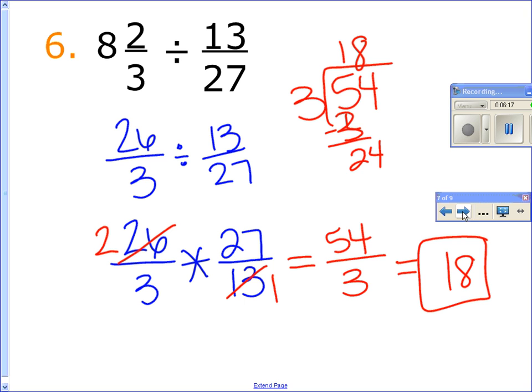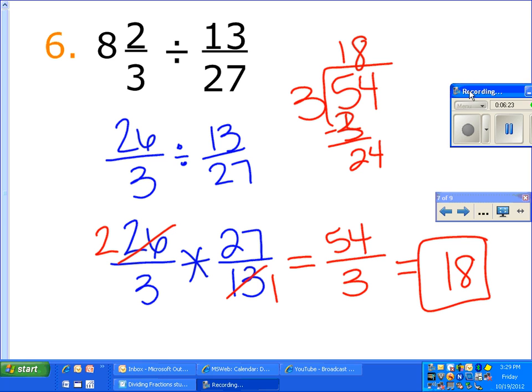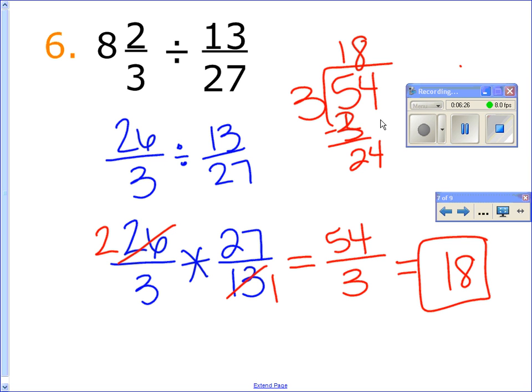Okay. Remember, whenever you are dividing fractions, you have to change your mixed numbers to improper fractions first. Then keep, change, flip. Always flip the second fraction. Okay. If you need to pause the video and copy anything down or rewind the video, you can do that.